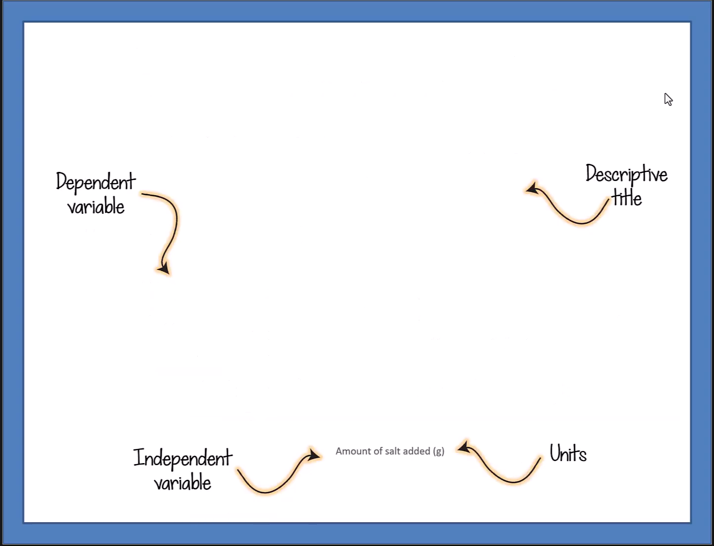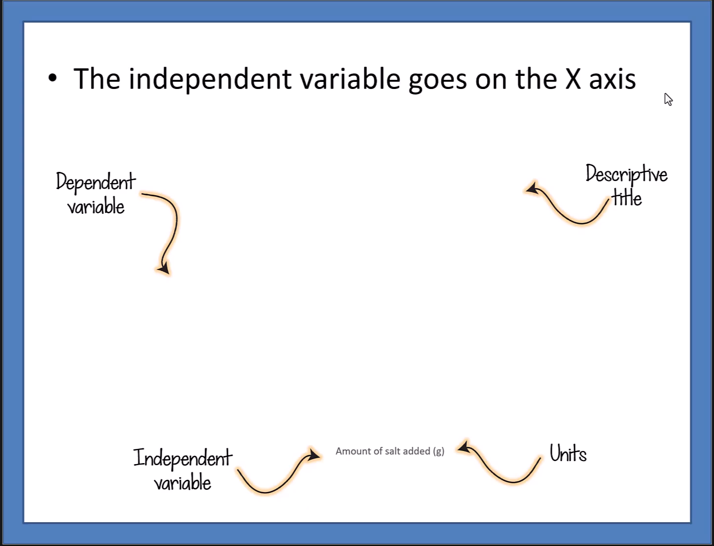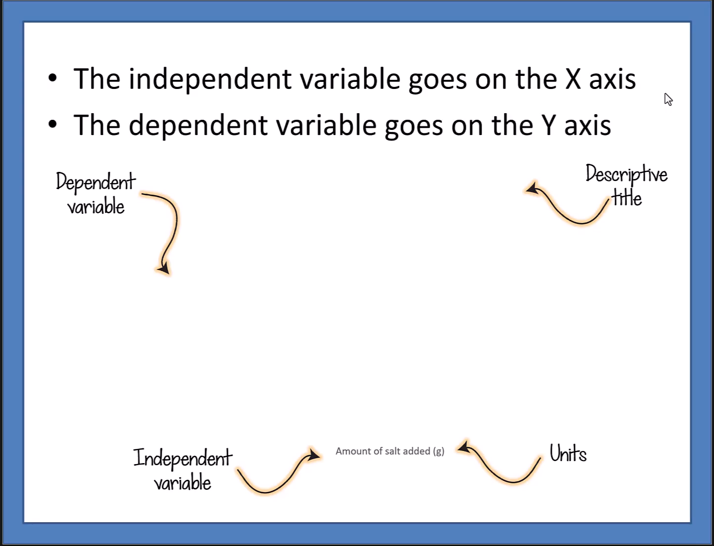And then we're going to use that information, the quantitative data, to graph or create a chart. Chart or graph are terms that can be used interchangeably. When you're creating a chart or a graph, the independent variable goes on the x-axis and the dependent variable goes on the y-axis.